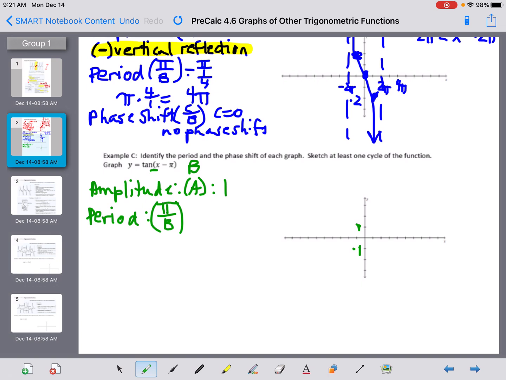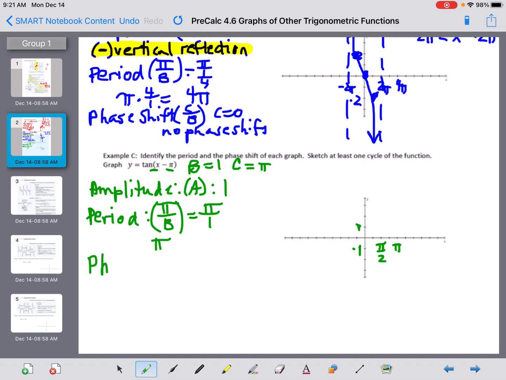So my b looks like it is 1. By the way, my c is opposite what I see right here, so it's just pi. We'll come back to that. So pi divided by 1 is just pi. So 4 lines out is pi. Halfway between that is pi over 2, which means each little increment would be pi over 4.